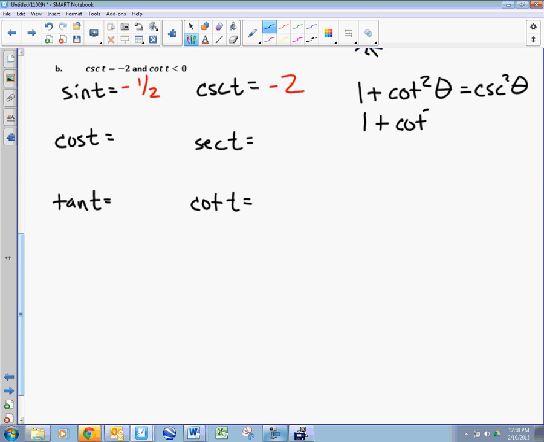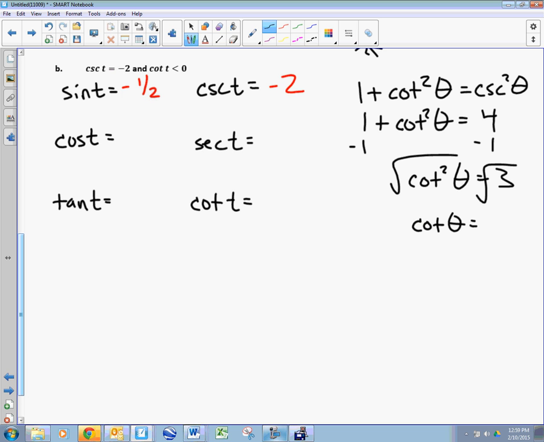1 plus cotangent squared of theta is equal to, what do you get if you square cosecant? 4. Subtract the 1. Cotangent squared of theta is equal to 3. Then what? Cotangent theta is equal to plus or minus the root of 3.